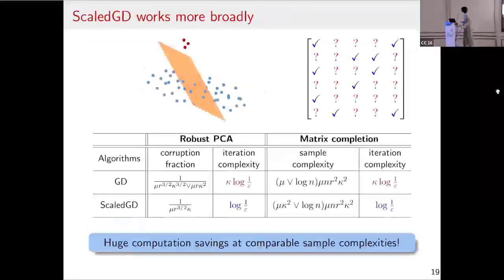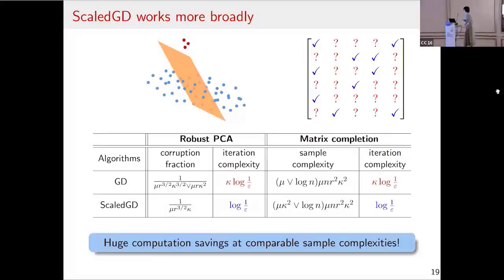In fact, this recipe is quite general. You can apply this to a lot of other problems as well, such as robust PCA, matrix completion, and so on. And the message is pretty similar: under comparable statistical requirements, we can improve the iteration complexity of gradient descent by eliminating the dependency on the condition number.